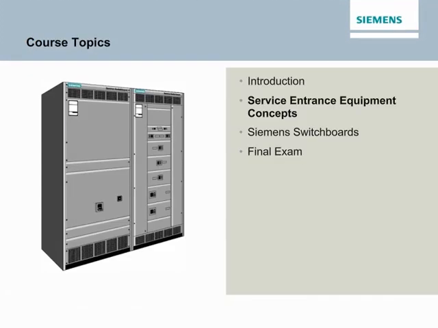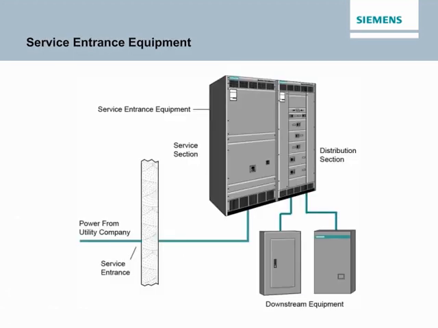Section 2 of the Basics of Switchboards covers service entrant equipment concepts. Switchboards are often used as service entrance equipment through which power enters the building. For example, this drawing shows a switchboard service section connected to a utility power source. This service section provides power to a switchboard distribution section and subsequently to downstream equipment.